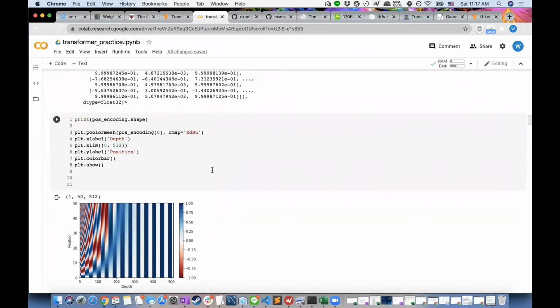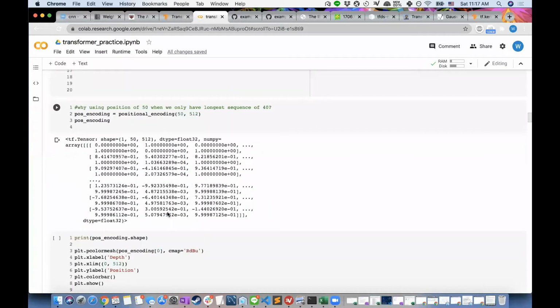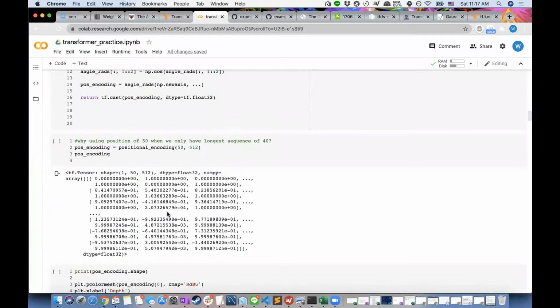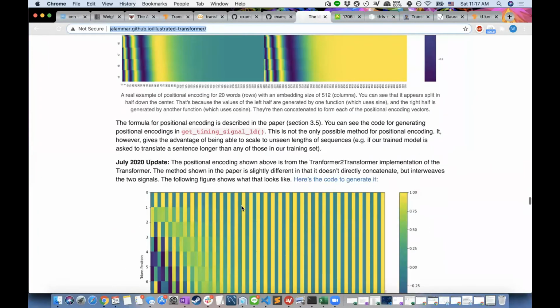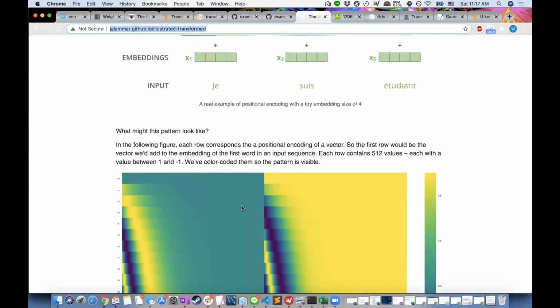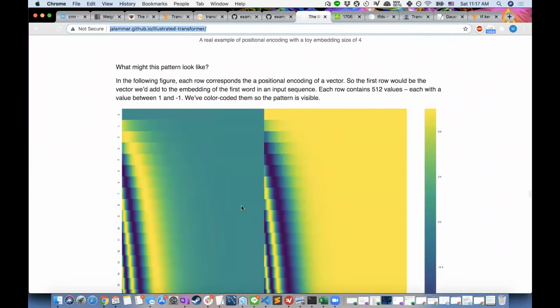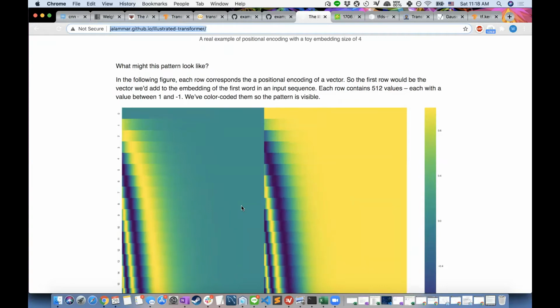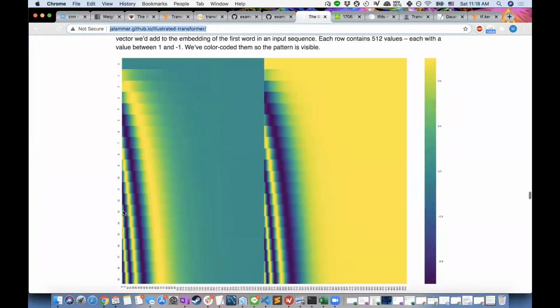Anyone else want to chip in? It's the same as the one that's in the Illustrated Transformer page. Effectively, each row is like a timestamp that you join with the actual embedding for the word. So it puts the timestamp onto the embedding to show what position it is in the input data.